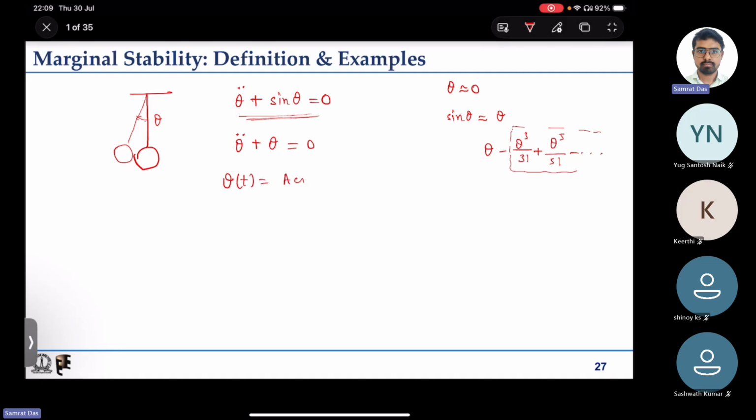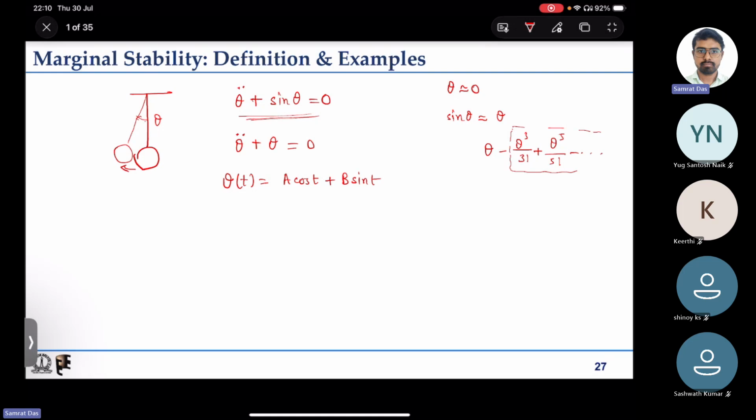It will be some a cos of t plus b sine of t, right. This is a sinusoidal function. That means theta will keep on varying sinusoidally. So if this is given a small disturbance, then it will keep on oscillating if it is a frictionless system. So it is also an example of marginal stability.